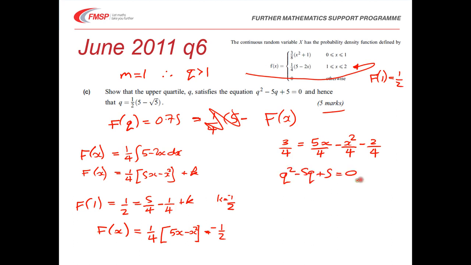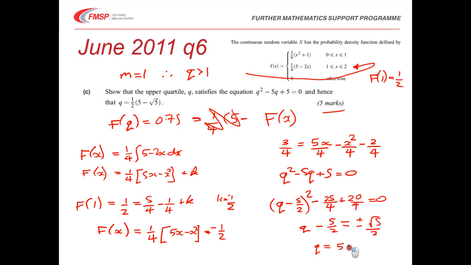And then we solve this. Now, it's given in the exact form, so completing the square is probably the best. So (q − 5/2)² − 25/4 + 20/4 = 0. So q − 5/2 = ±√5/2. We don't take the negative because that will give you something that's not between the range.